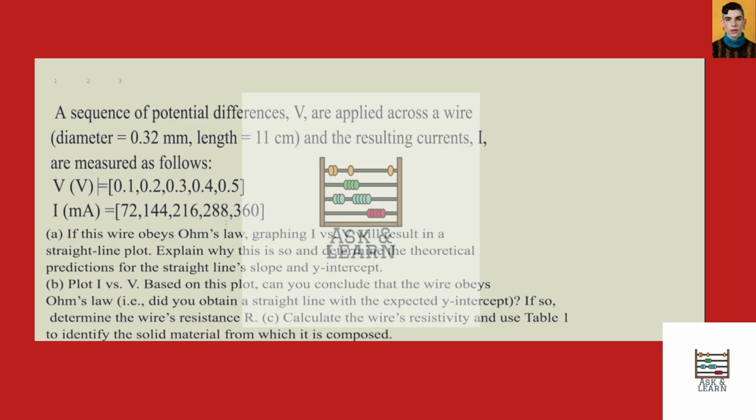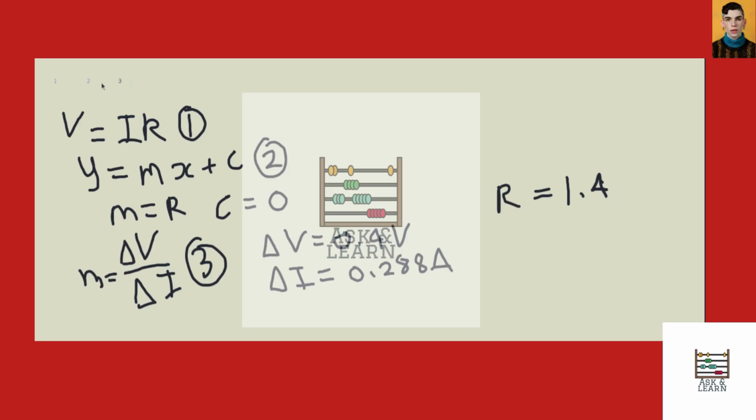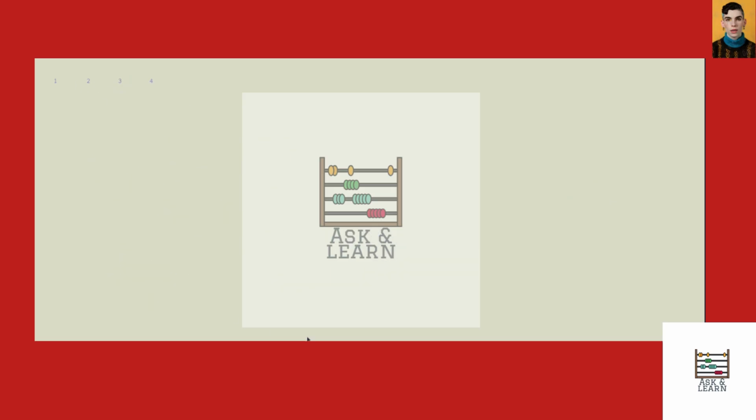And finally, calculate the wire's resistivity and use table 1 to identify the solid material from which it is composed. So we're just going to start a quick new page from this one. If we recall, resistivity, let's call that rho, is equal to pi, so the cross-sectional area divided by the length, times the resistance of the material. So we have pi times, so we were told that the diameter is 3.2 millimeters.